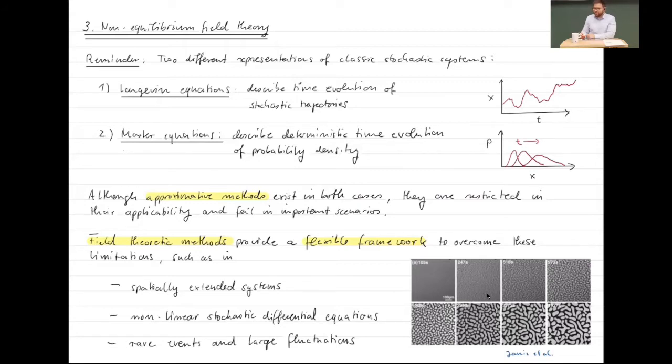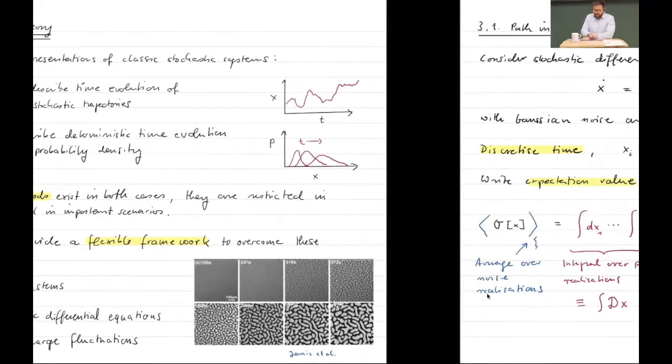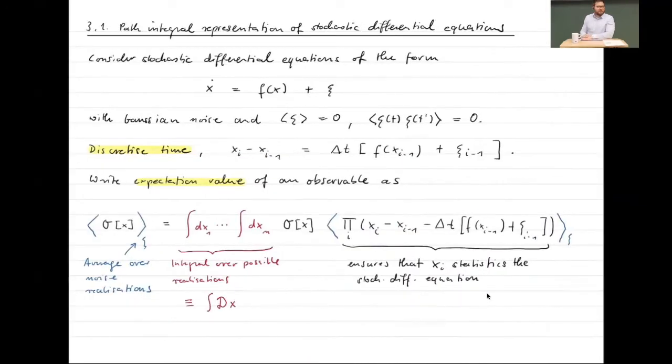If you think about a nuclear reactor or something like this, these events are rare, but you want to know how often they occur. And there are field theoretic methods that allow you to calculate the tails of probability distributions very nicely. So this is what we'll do. In this lecture, I want to show you how we can derive a field theory description for the Langevin equation, for stochastic differential equations.